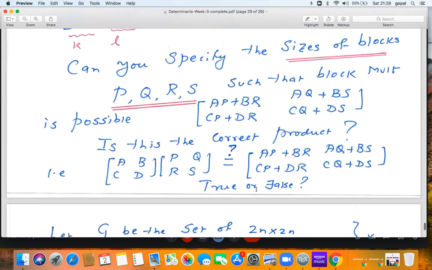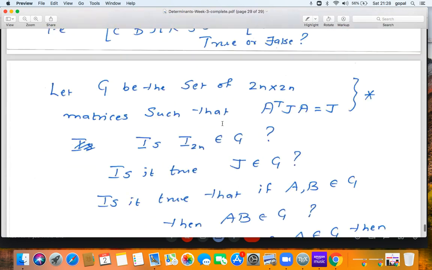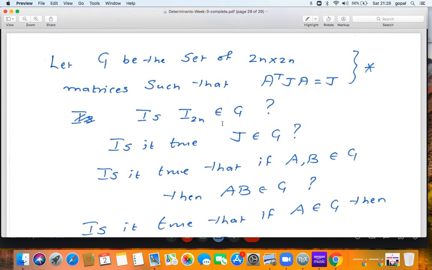Finally, now that I have introduced this business of the J matrix, let's play some games with the J matrix. Now let G be the set of all 2n cross 2n matrices A such that A transpose JA equal to J. That is, pick all those matrices A with the property A transpose JA equal to J. Does the identity matrix satisfy this? Does A equal to identity qualify? Yes, it does qualify. So surely the identity matrix is in G. Is J in G? Yes, it is.